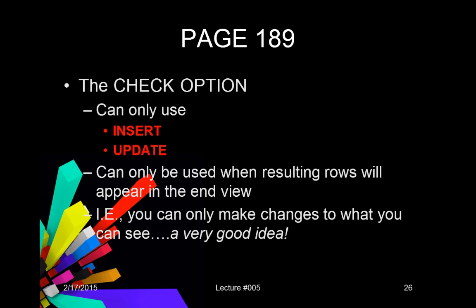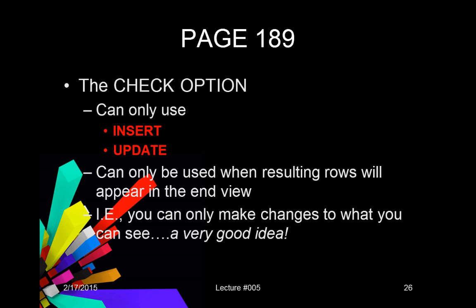I actually wrote to this guy, because in chapter 1 there's a couple of errors, and later on in the book there are some more errors. The check option, you can only use an insert, and an update can only be used when the resulting rows will be in that view. So you can only make the changes in what you see.